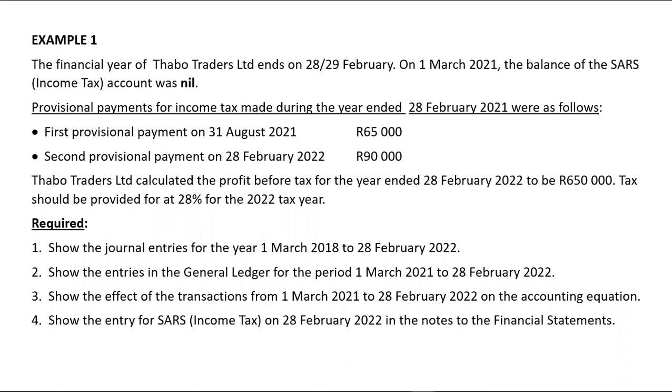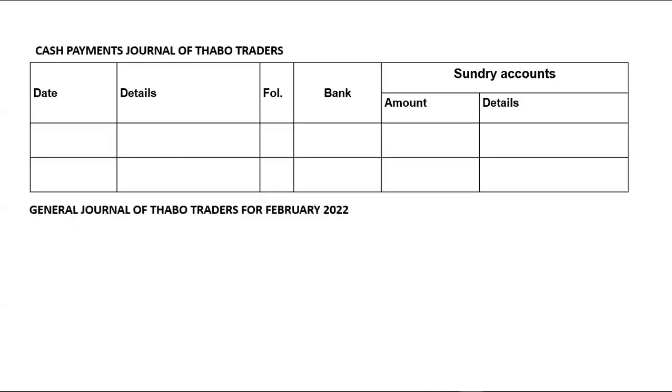And then they said provisional payments for income tax made during the year ended 28 February were as follows. The first provisional tax payment was on the 31st of August 2021. That was 65,000. Where are we going to record that? Please note that transaction will be recorded in the cash payments journal. So in your cash payment journal for August, that is.